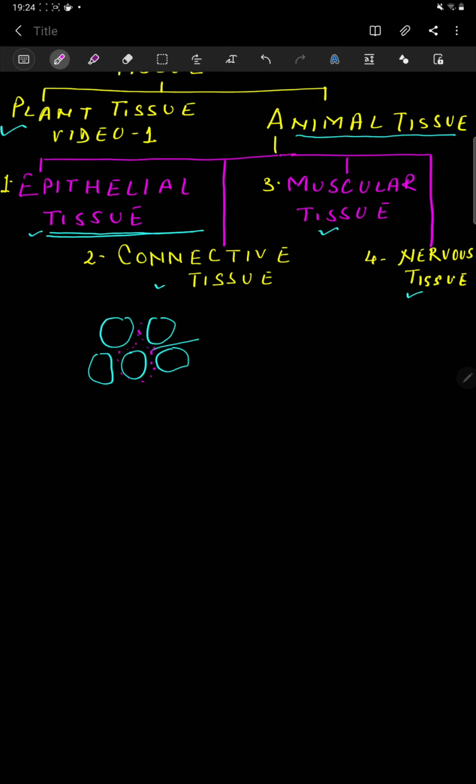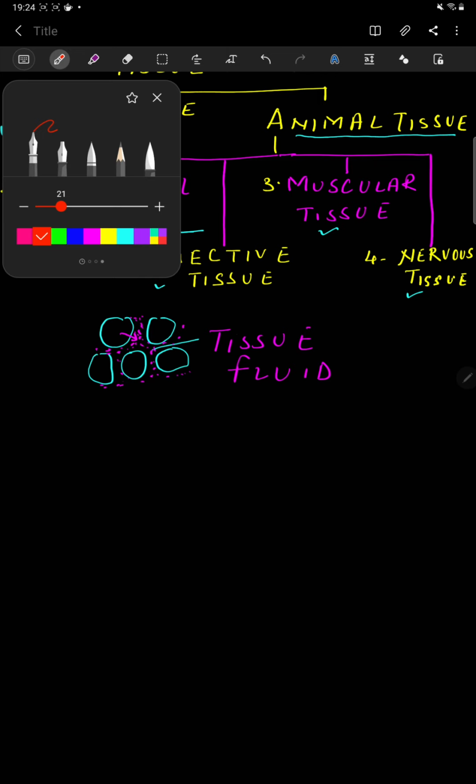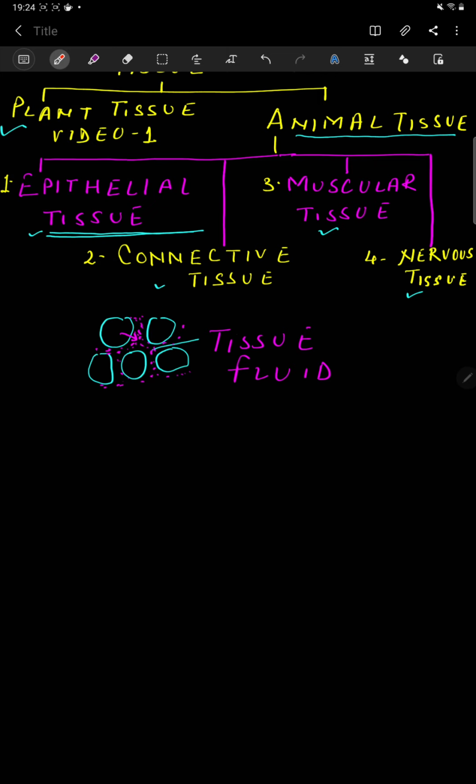And of course, this type of fluid oozes out from the cells itself. It oozes out from the blood capillaries also. So, this part is to be termed as tissue fluid, T-I-S-S-U-E, tissue fluid. This tissue fluid comes out from the cell itself, and sometimes this jelly-like substance also comes out from the blood vessel, which is invading or trespassing here. I am going to make a blood vessel also. Consider this is the blood vessel.